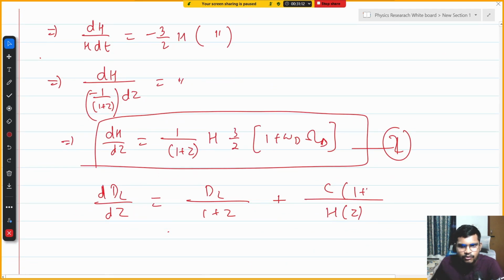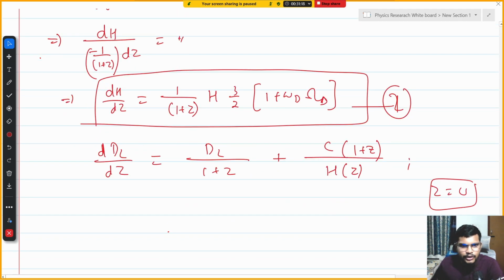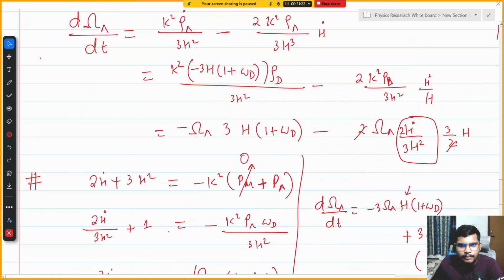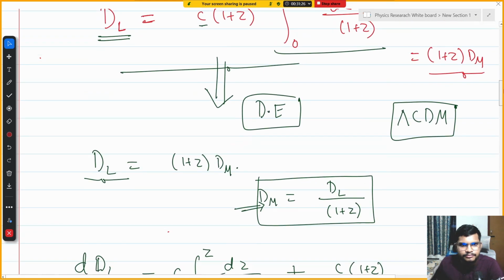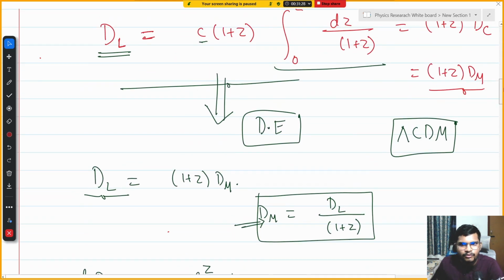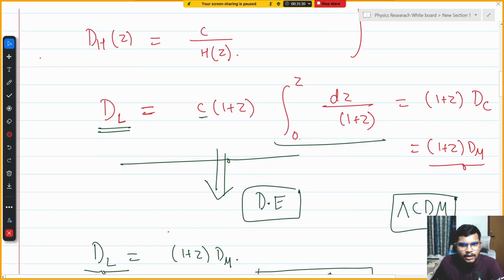Now you may ask what the initial condition is for this one. Pretty simple. Put z equal to 0 and you will know that dl is basically equal to 0. Why? Because what is the integral form? If you see the integral form, it is this guy over here. Where is this dl, right? So when z is equal to 0, there is nothing. dl plus something has to be constant, right? dl minus 0 has to be there, right?